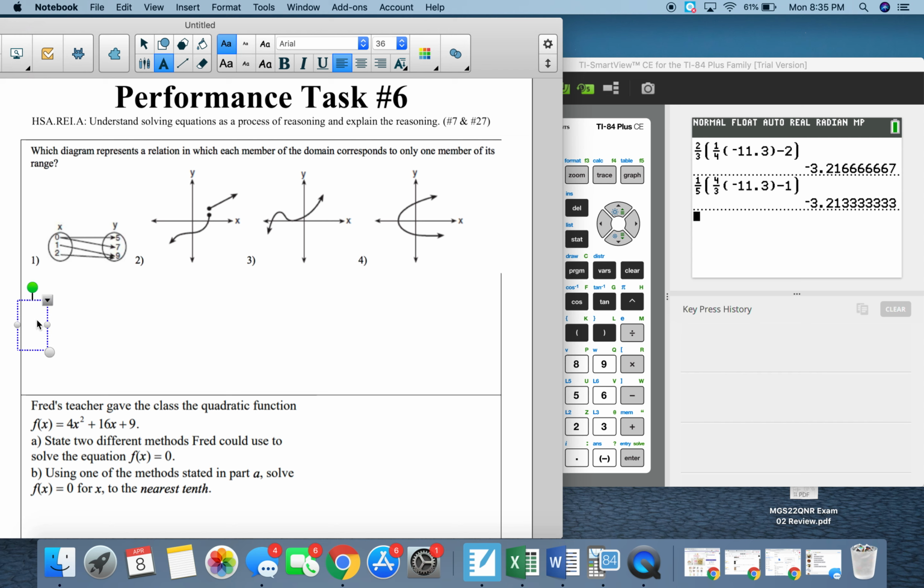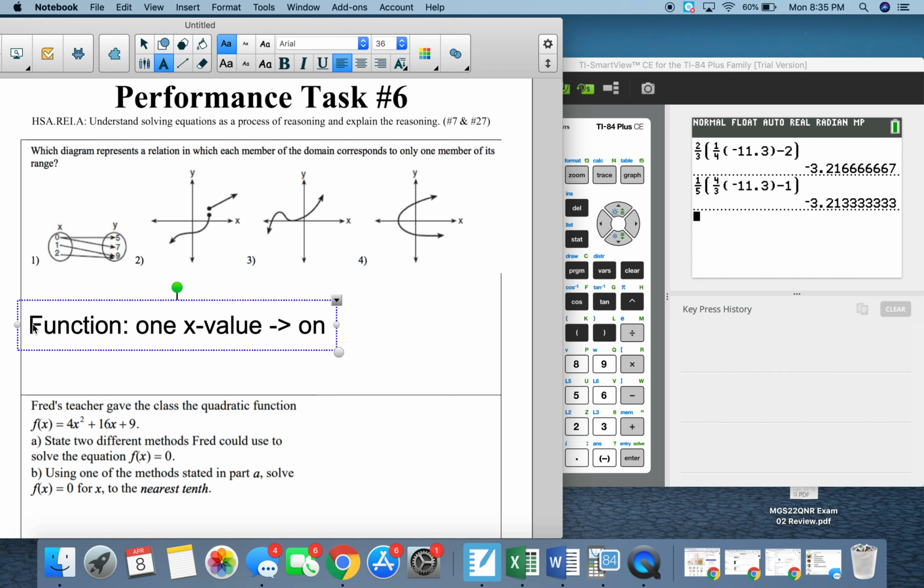So we know that actually they were talking about whether or not it's a function, but I just don't know if the question is asking is it a function or not. So the first thing we want to do is define what a function is, and we defined this several different ways in class. We said a function has one x value going to one y value.